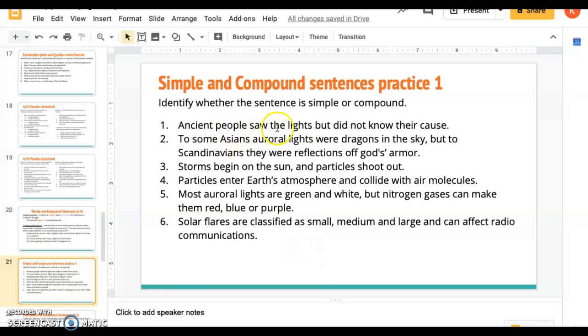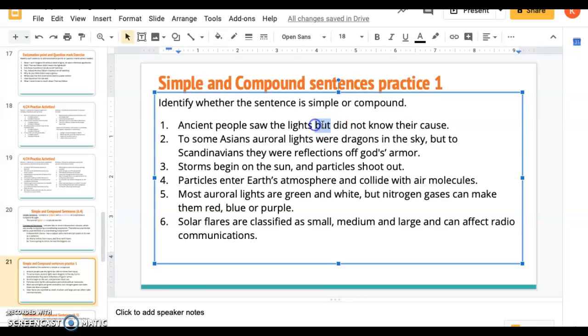Ancient people saw the lights but did not know their cause. So number one here, we see that this is a simple sentence, right? It's just about the ancient people seeing the lights. Okay. Even though this word but is in here, okay, did not know their cause is not an independent clause. It cannot stand alone. So it's just saying that people saw the lights but didn't know where they came from. Like that's just one sentence. Okay.